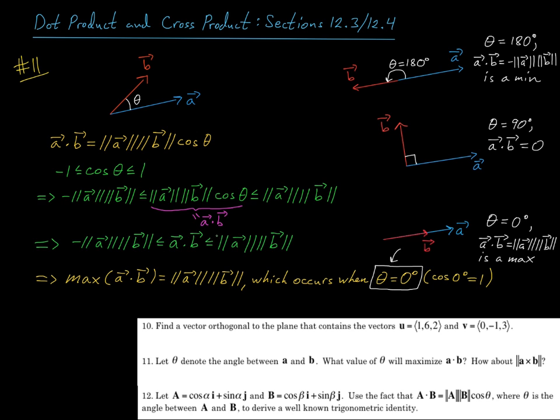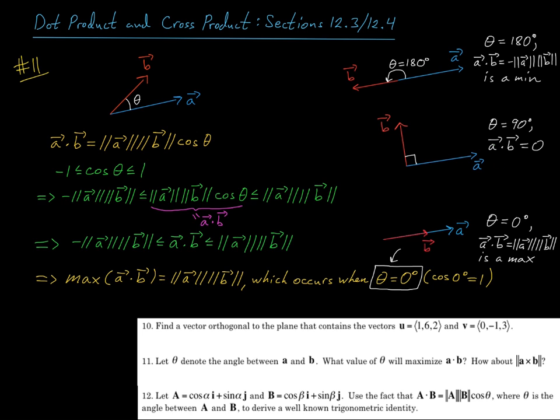And so, when do we achieve this maximum value, which is the product of the magnitudes of A and B? Well, that's going to happen when the cosine achieves its maximum of 1, and that happens when theta is 0 degrees. And note that when theta is 0 degrees, the vectors A and B point in the same direction. So A dot B is a max when theta is 0 degrees, when the vectors have the same direction, and that maximum value is the product of the magnitudes of A and B.